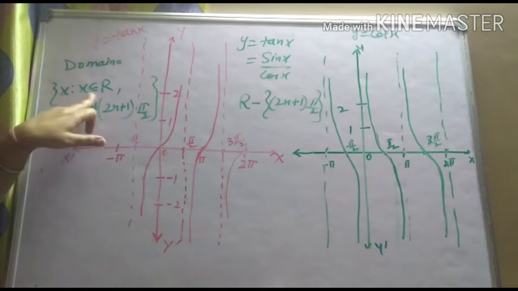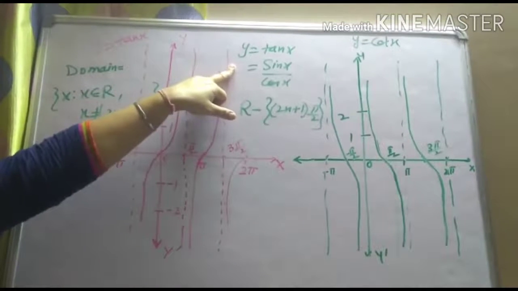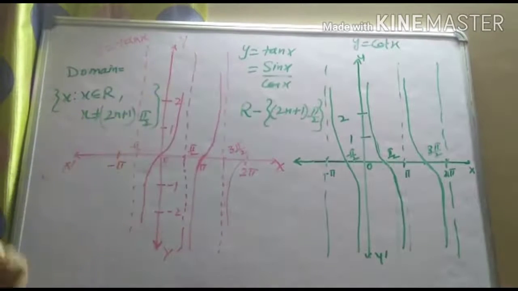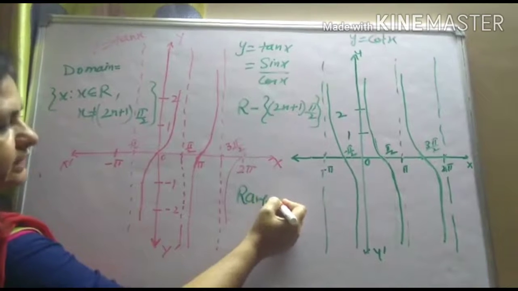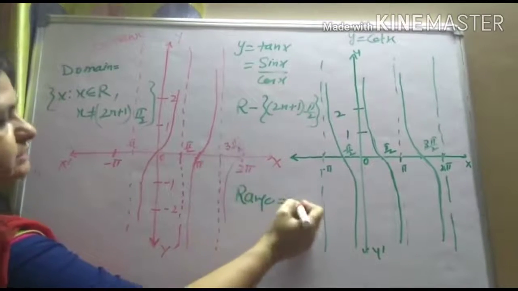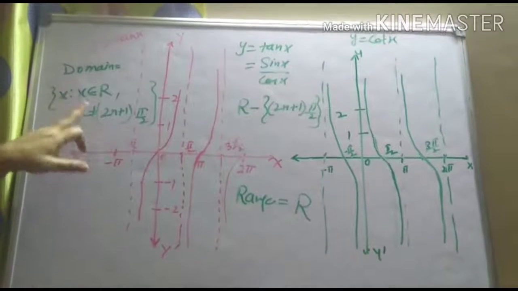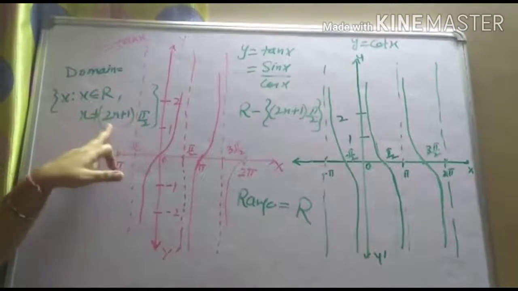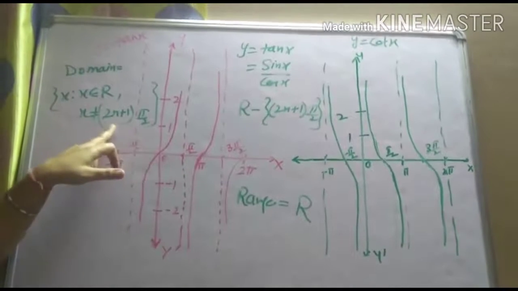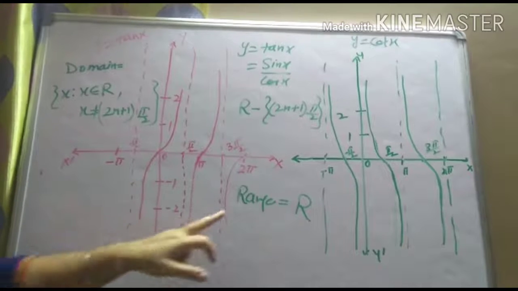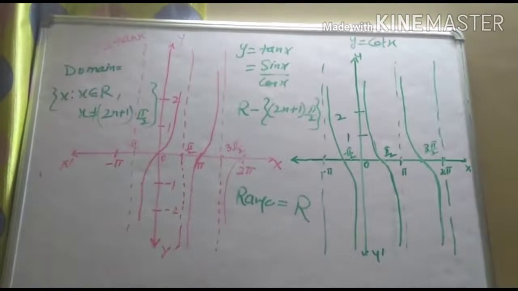And for all x, y is also again a real number. So the range of the tangent function is all real numbers. So the domain is real numbers except numbers of the form 2n plus 1 into pi by 2, where n belongs to integer, and the range is all real numbers.